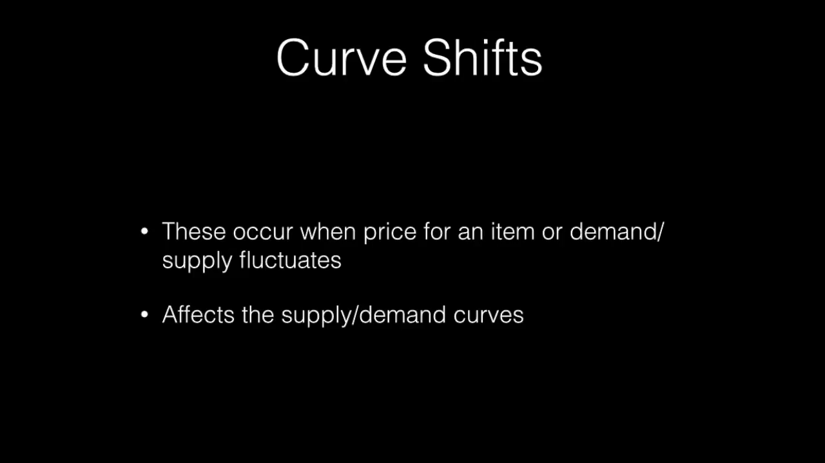Now listen, I know what you're thinking. Nathan, come on, man. There's no way that these curves and these data points can stay constant, because the world is constantly changing, because of economics and stuff, right? So basically, curve shifts are going to occur when these prices and these supplies and these demands fluctuate, right?